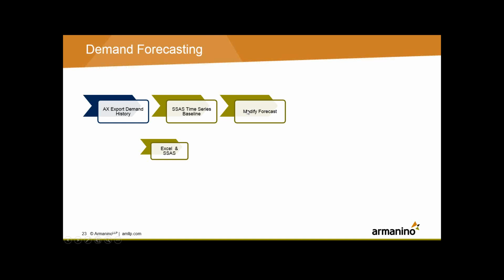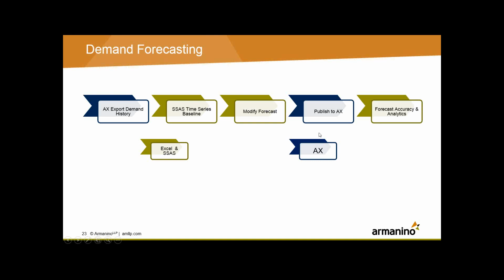When you're happy with your forecast, you push another button and you'll publish that forecast back into AX, and then you can run your material planning systems through that. And last but not least, have the ability to measure your planned versus actual performance, and then those are stored in a cube so that you can do pre-built analytics and various analysis of that forecasting.